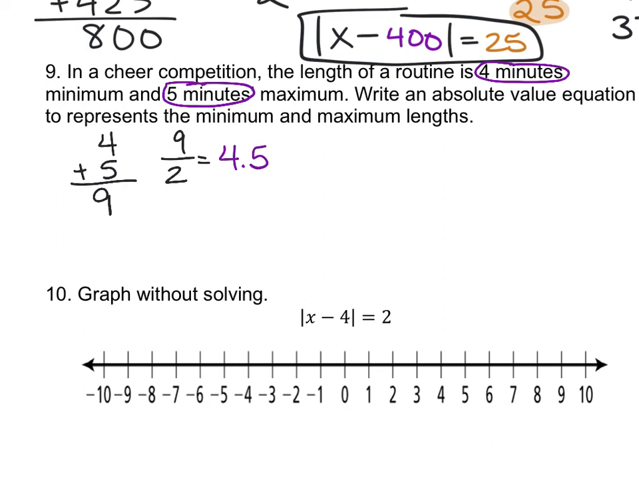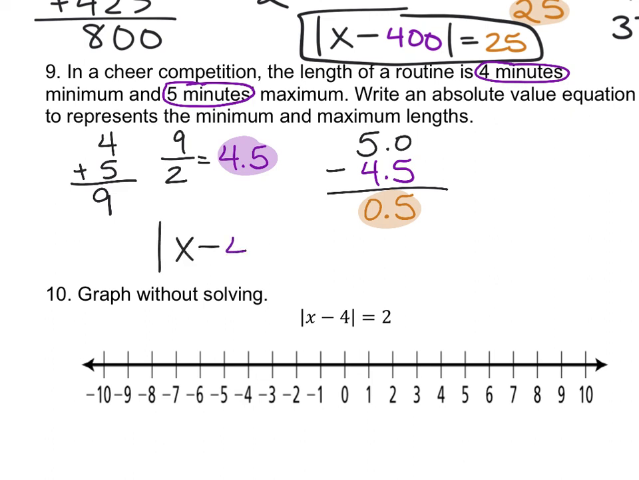All I need to know after this is to take the maximum number. What's the maximum number? 5. And I'm going to subtract my average. What is 5 minus 4.5? 0.5. I have my average and I have my deviation. So in the equation, we would write x minus the average equal to whatever we got as the deviation.